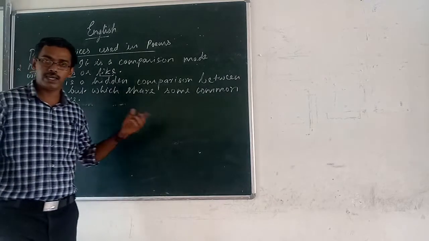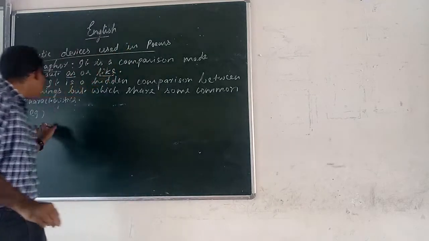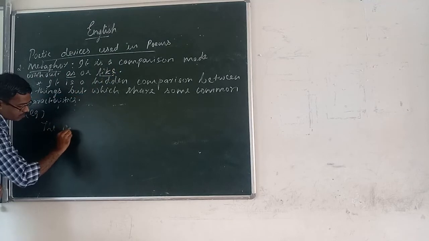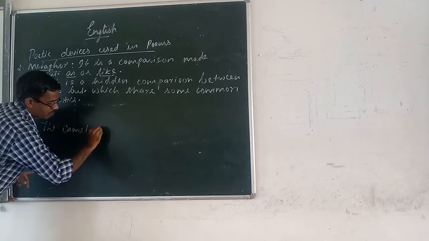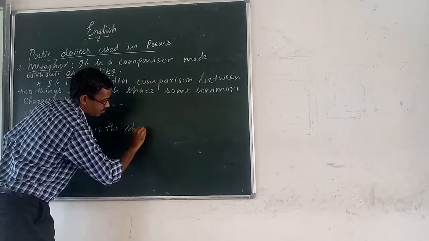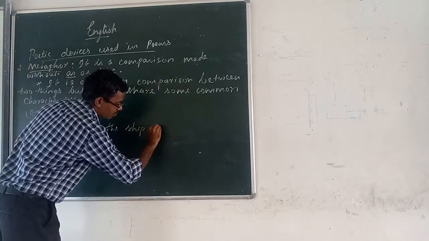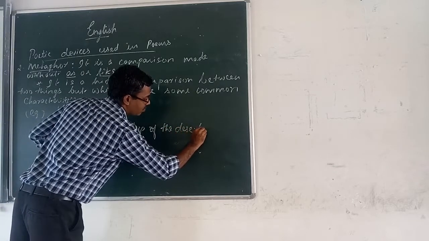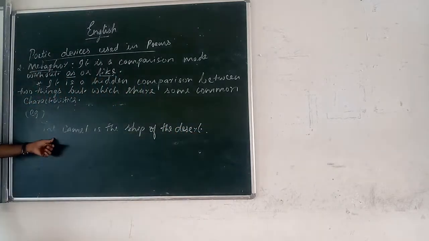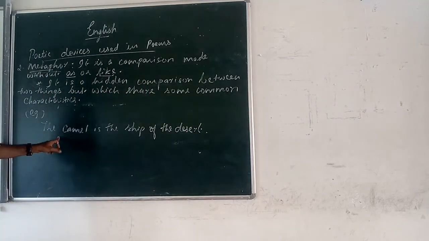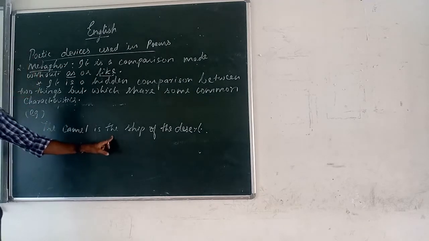Usually you may have studied it in lower classes. Camel is the ship of the desert. Look at the example as well as the definition. The camel is a ship of the desert.